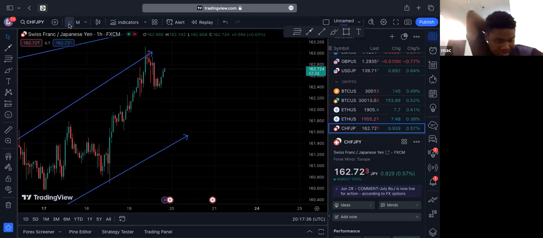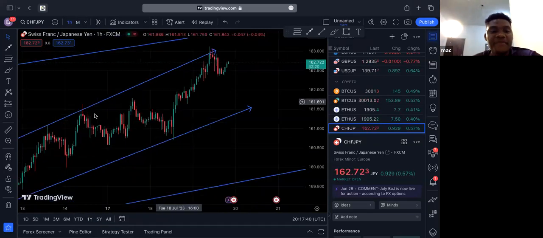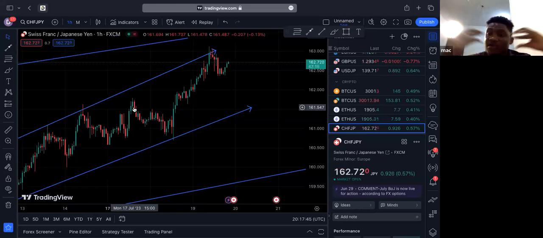Now, in as much as it has been buying on the overall time frame, within the lower time frame, there have been sells and buys. Within the last one week, 2 weeks and 3 weeks, I'm sure there have been some periods where we have bought and sold CHFJPY.